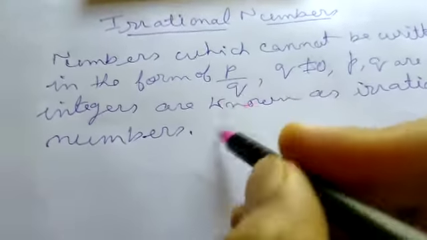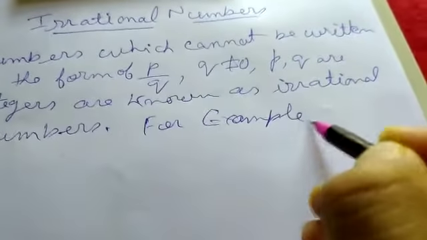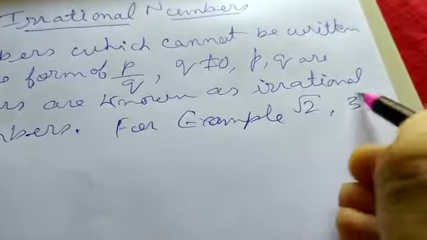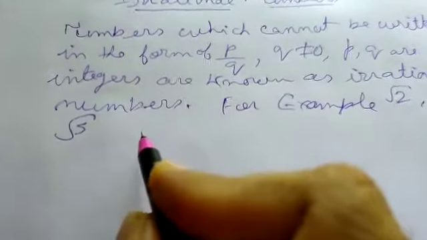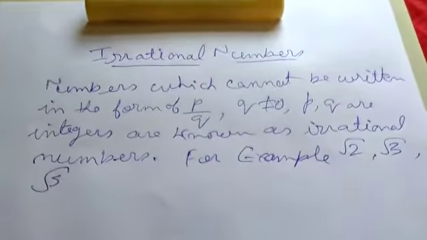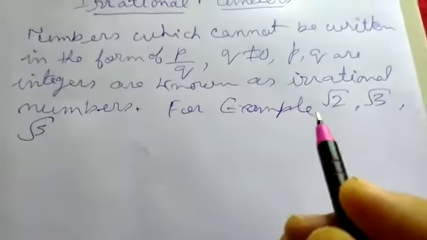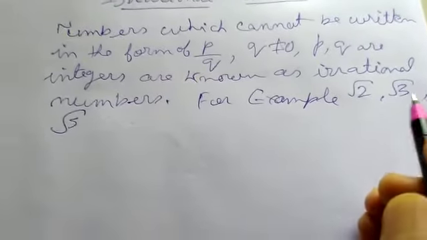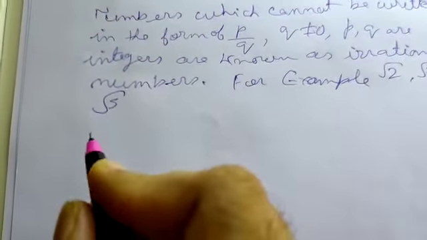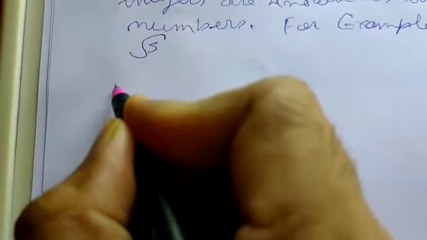For example, square root of 2, square root of 3, square root of 5, they all are examples of irrational numbers. In the above example, we have given root 2, root 3, and root 5 as irrational numbers. Now let us try to prove that root 2 is an irrational number.